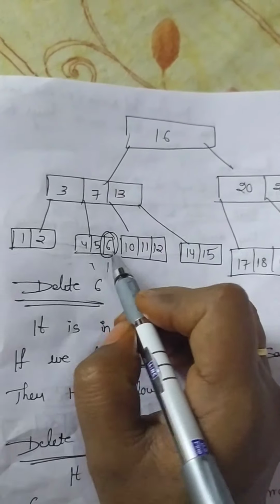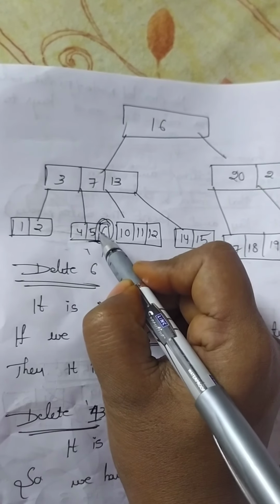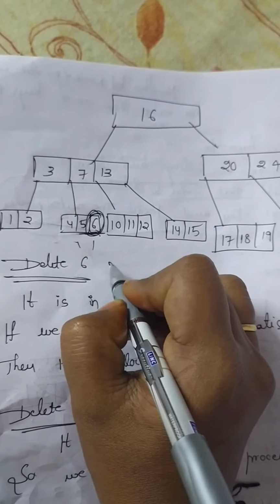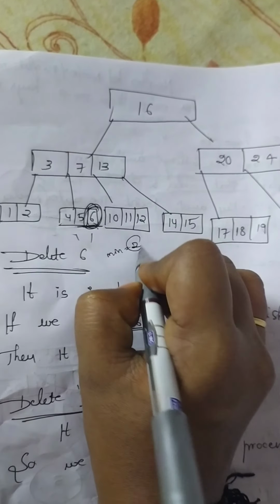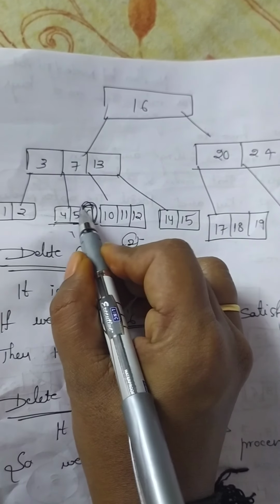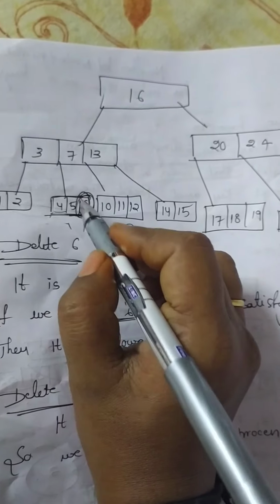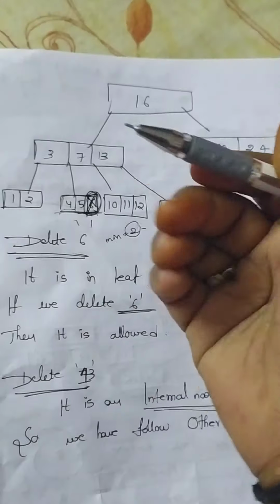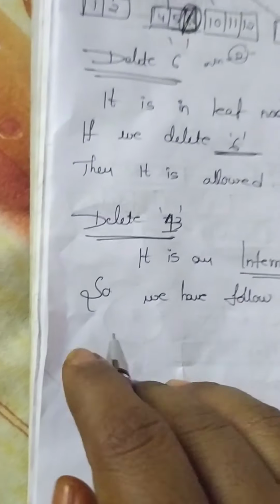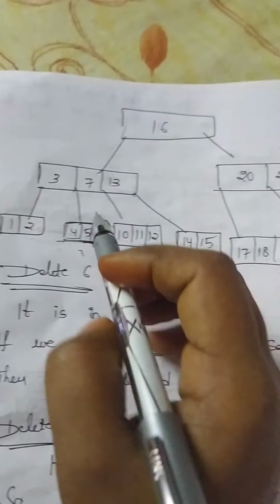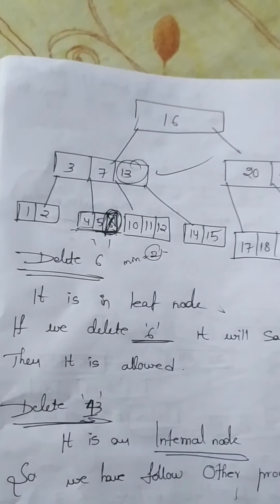The first key we have to delete is 6. Here it is present in the leaf node. The minimum number of keys should be 2. Here more than the minimum number of keys are present in the leaf node in the first case, so we directly delete it. There is no problem. Next, delete 13. It is an internal node.